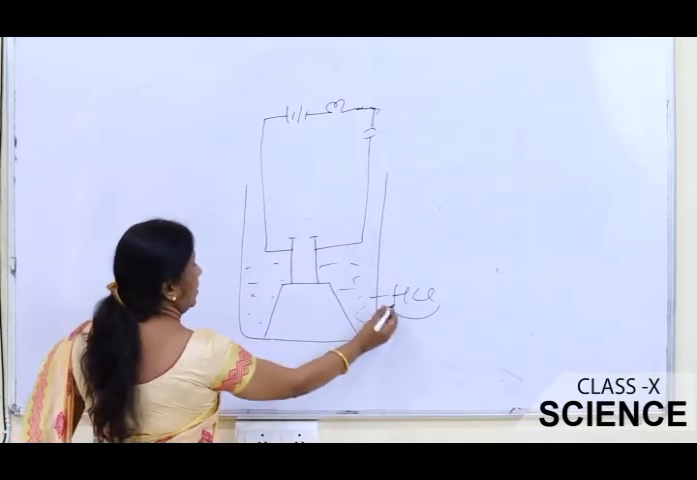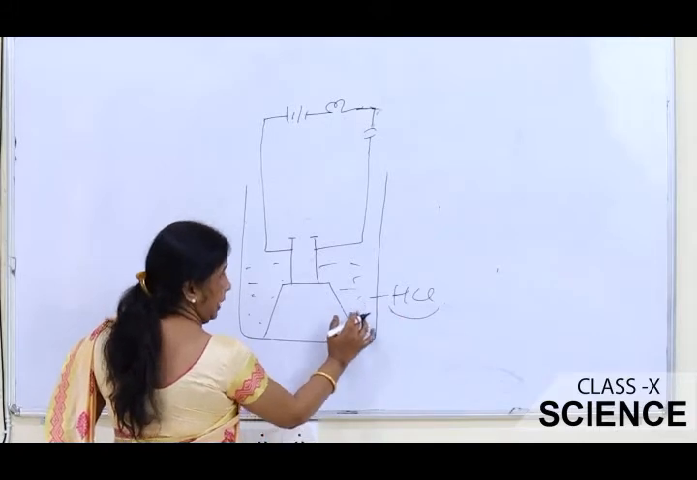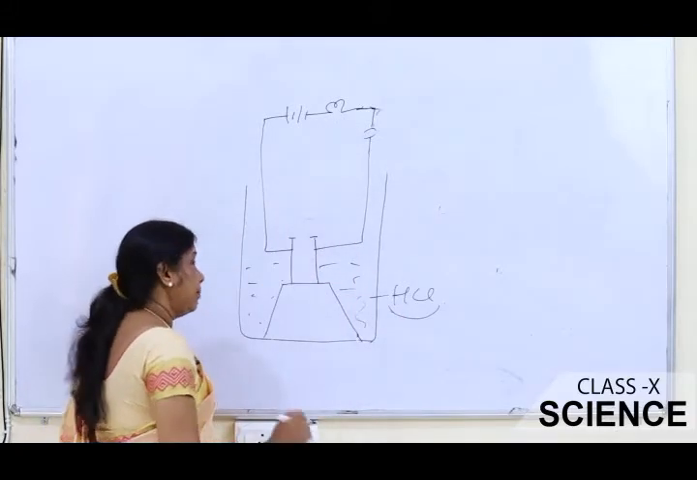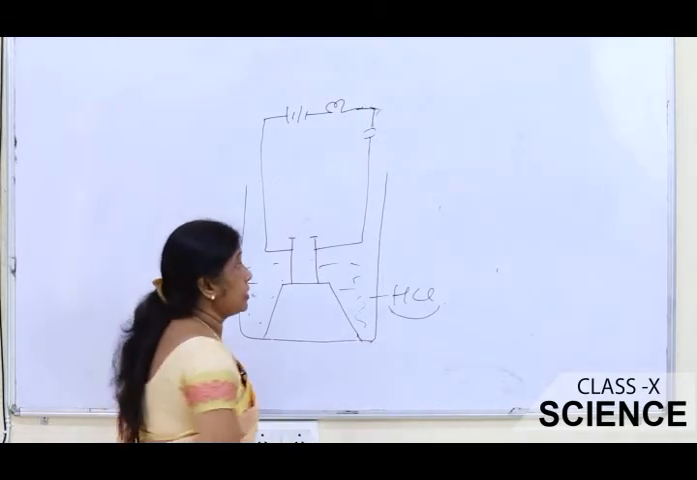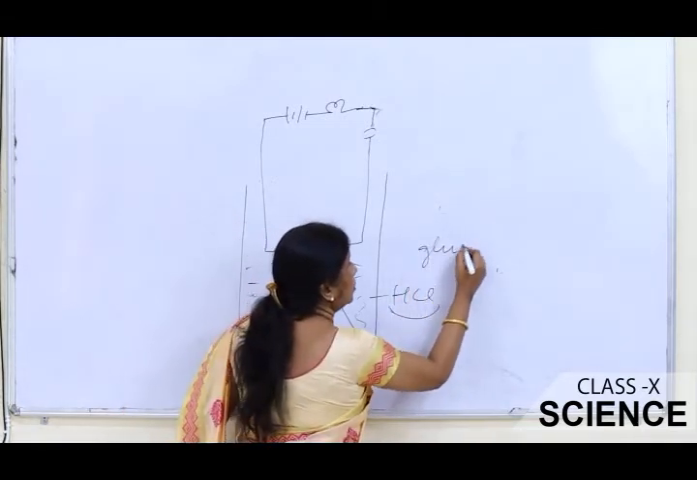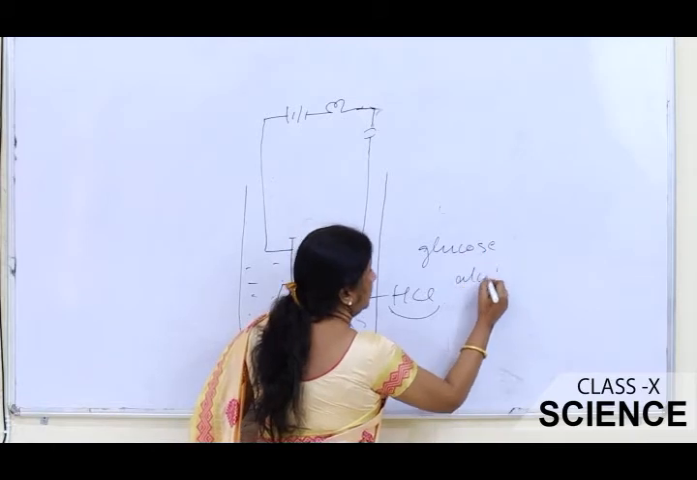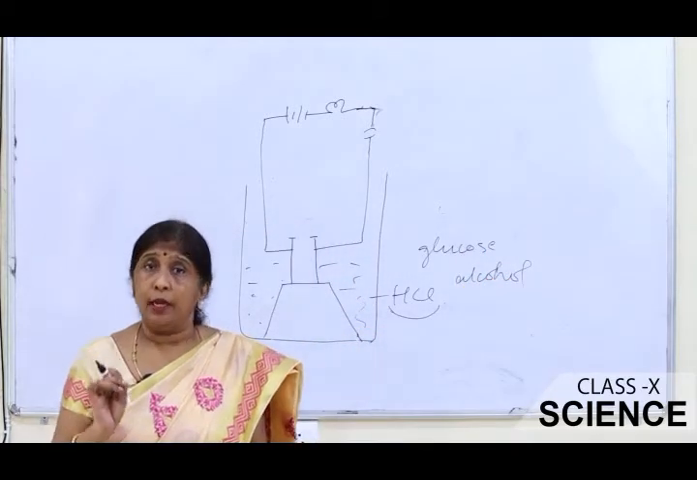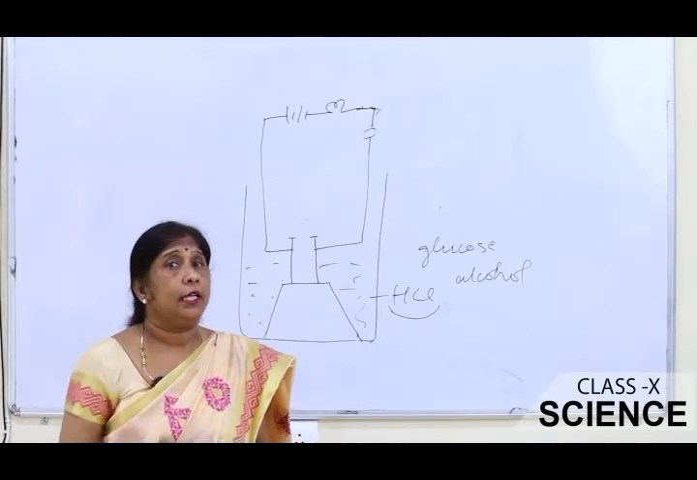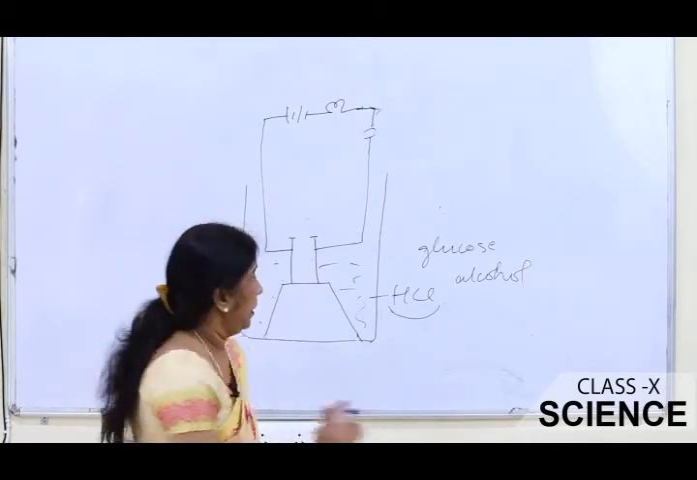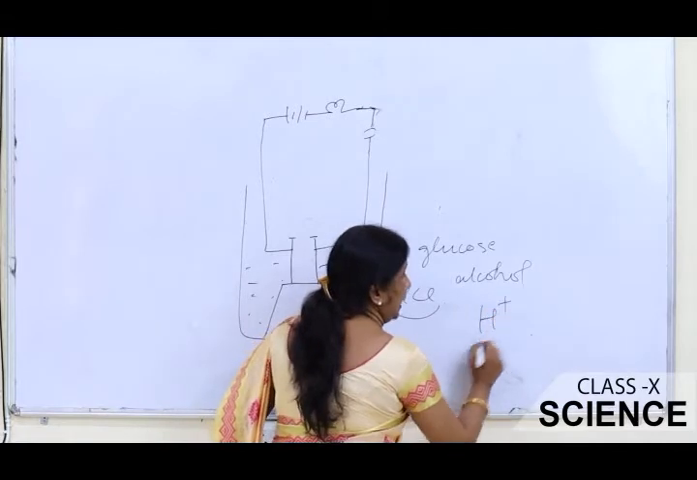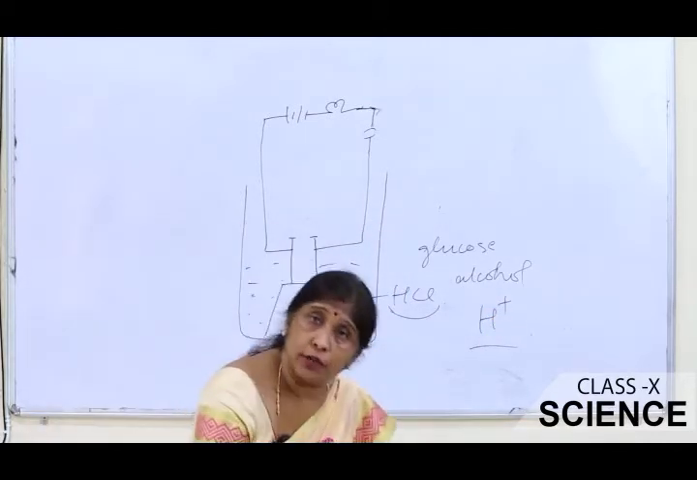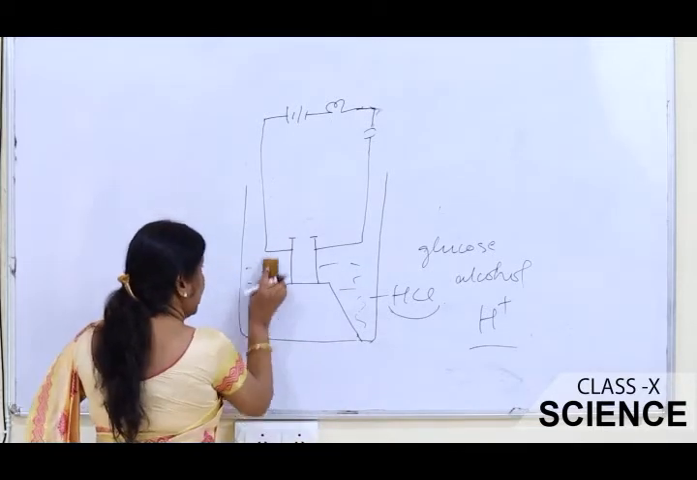Now you see, I have taken acid solution in this beaker. Now what will happen? The bulb will glow. There are other substances also, for example glucose and alcohol. They also have hydrogen, but when mixed with the water, they do not produce H plus ion. They do not produce H plus ion on dissociation with water, so they do not conduct electricity. This also we can study with the help of this activity.